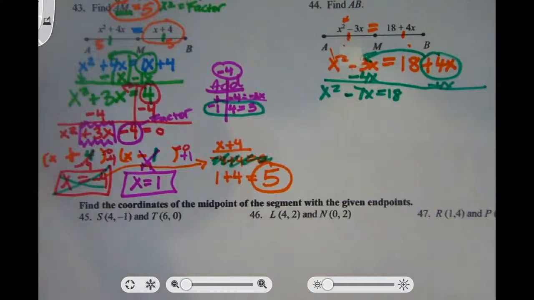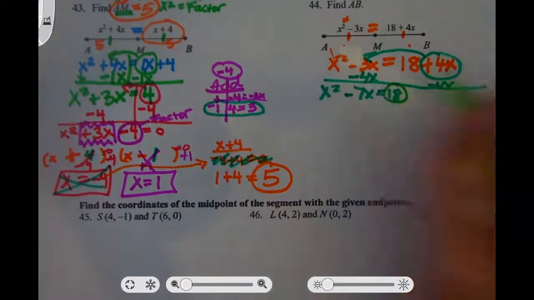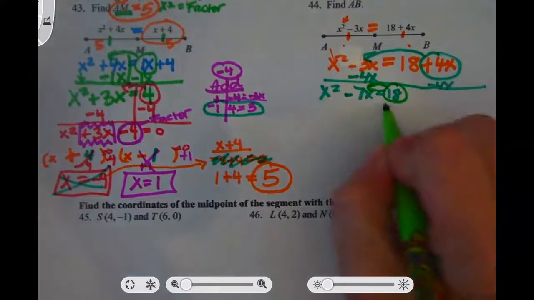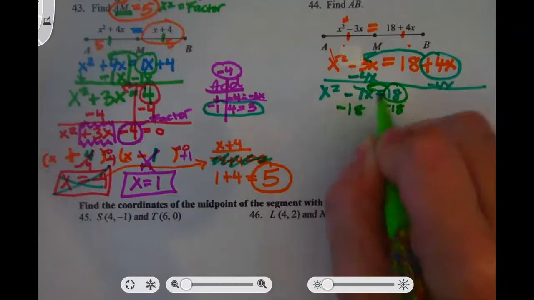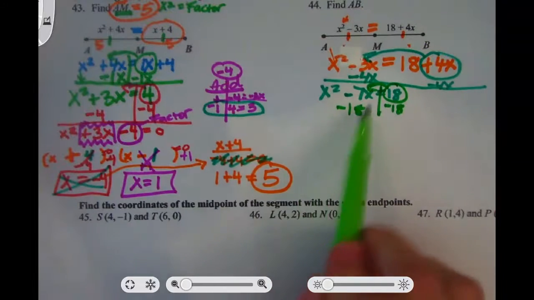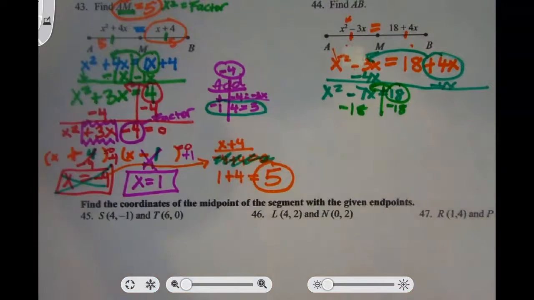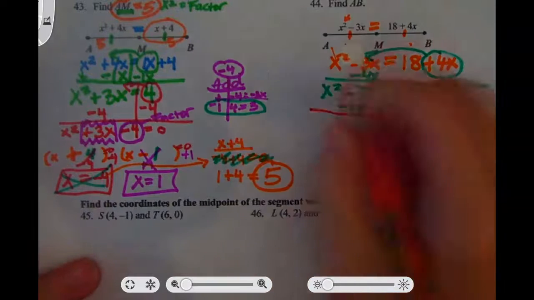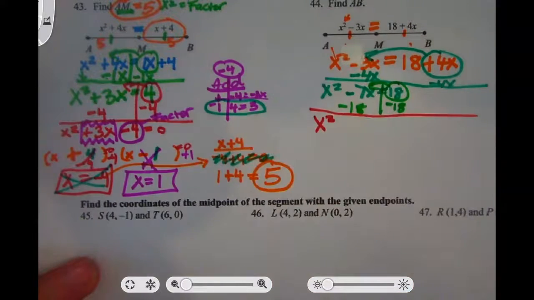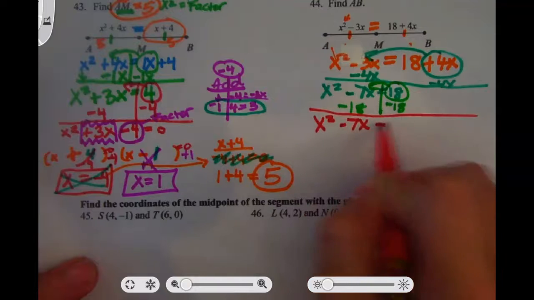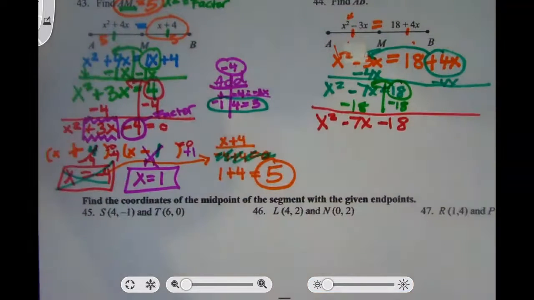Last thing, now I still have to take this 18 to the other side by adding or subtracting. So minus 18 because it is a positive 18, minus 18. And remember, none of these can be combined. So I'm going to rewrite this out. Just draw my little line for the work. So x squared, and then I have minus 7x minus 18.